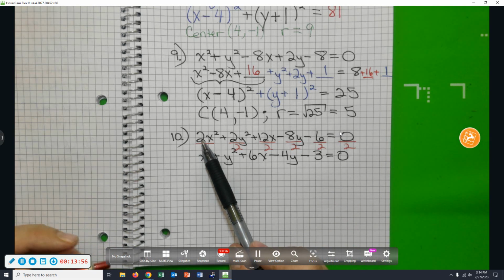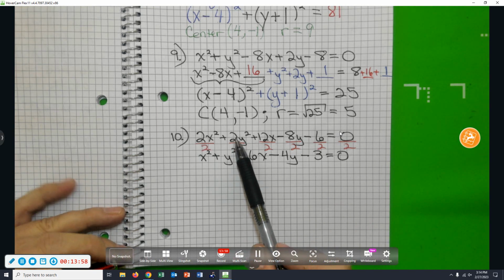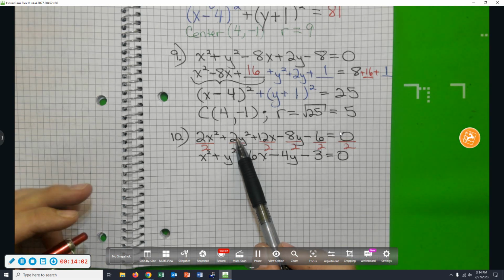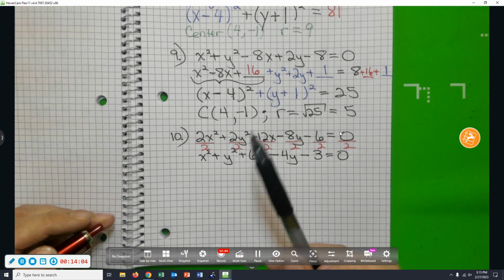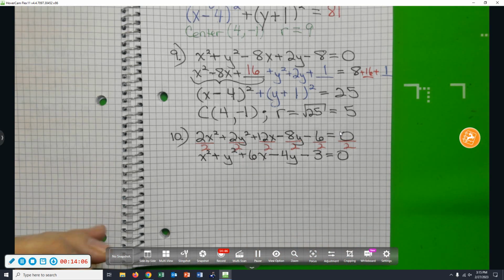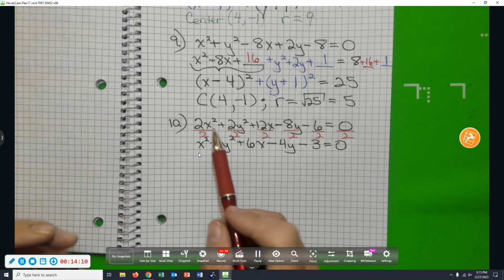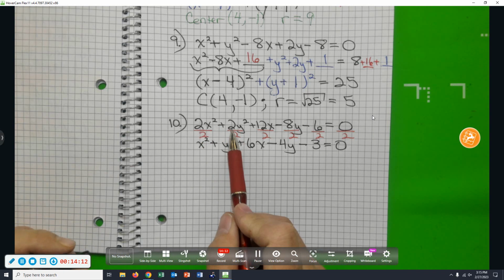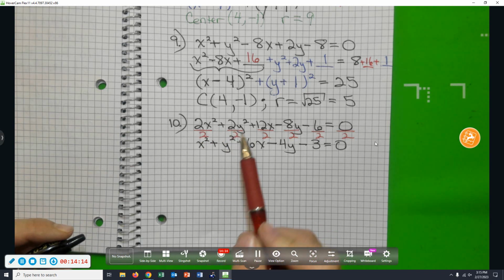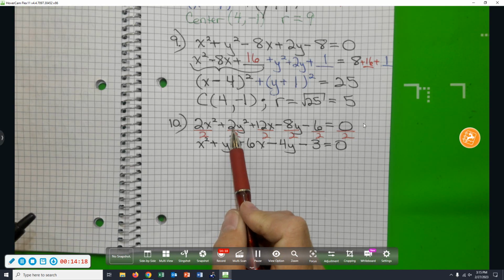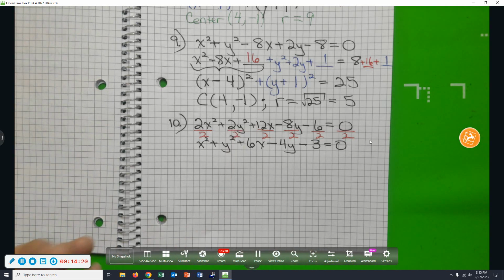Suppose there's a 2 in front of the x squared and a 3 in front of the y squared. That can't happen with circles. In that event, your equation is representing some other conic, probably an ellipse. But for circles, the number in front of x squared and y squared must be the same. And if there's a number other than the assumed one, you're going to have to divide through by that.